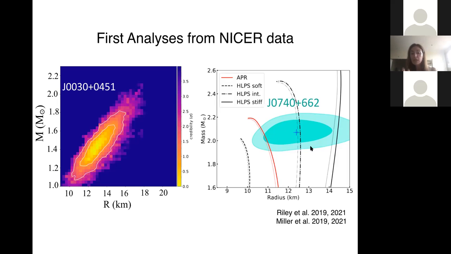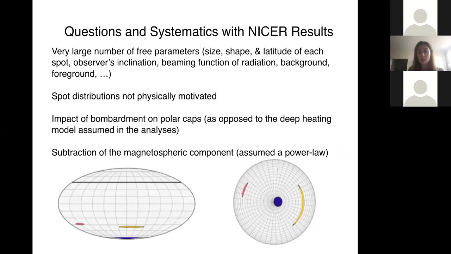So both of these analyses find neutron star radii that are larger than the ones that I just showed you through the first method of surface spectroscopy. There are also questions and systematics that are associated with NICER results. Here is my compilation of these outstanding items.